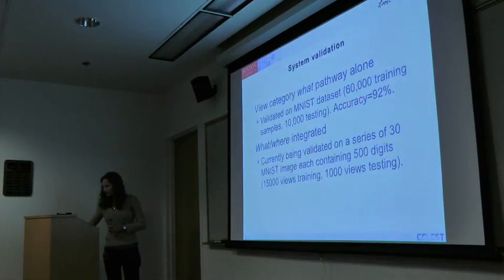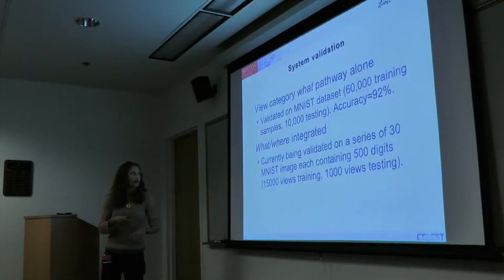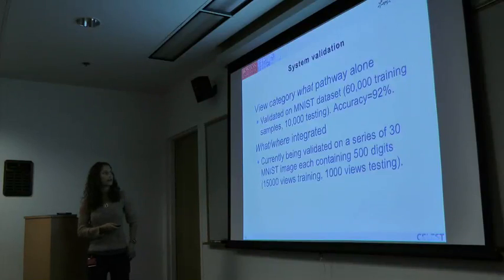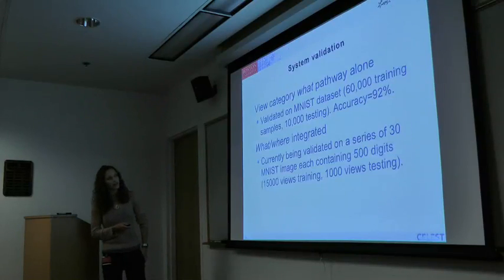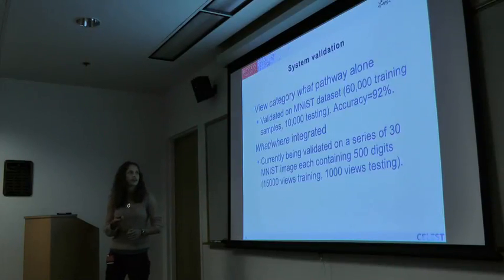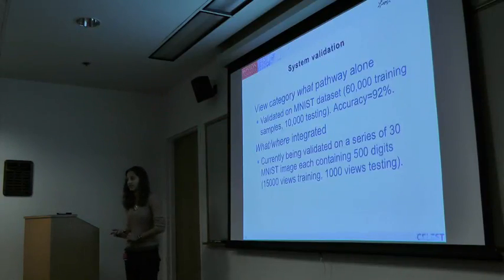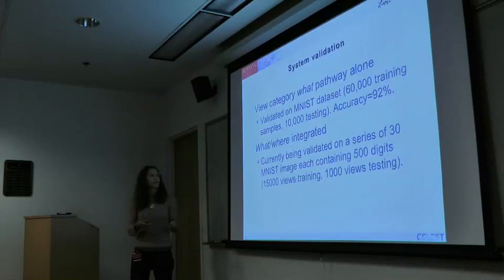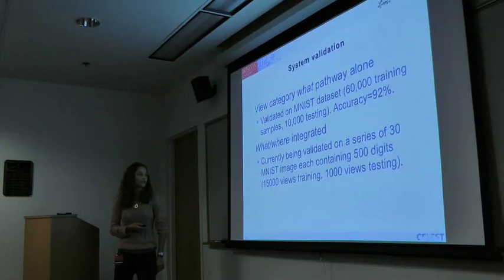Okay, so system validation. We validated the system in many different ways. The first is just to look at the what system alone and validate it against a very standard data set, the MNIST data set. This is the handwritten digit data set. We get an accuracy of 92%, which we're actually very pleased with because there's no tweaking or fine-tuning of parameters, and the goal of our system is not to recognize digits. It's really to show that this type of where-what interaction works, and that you can integrate the two systems.